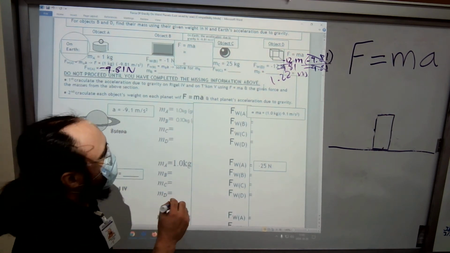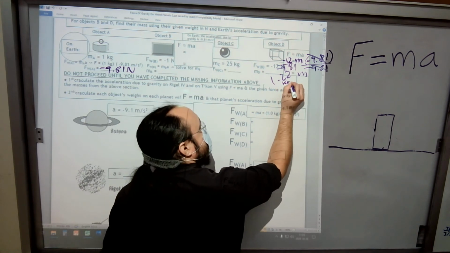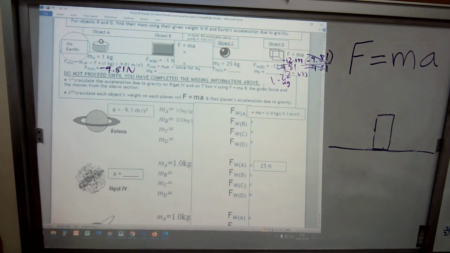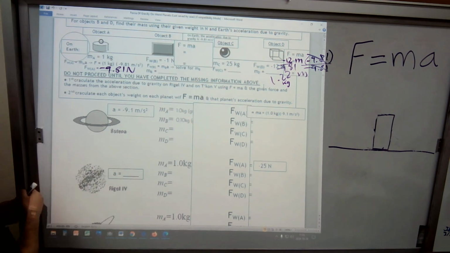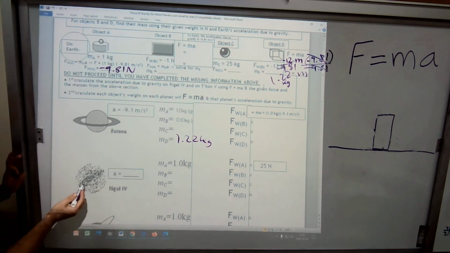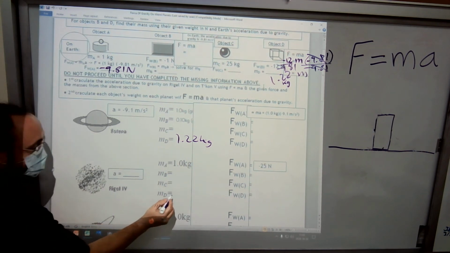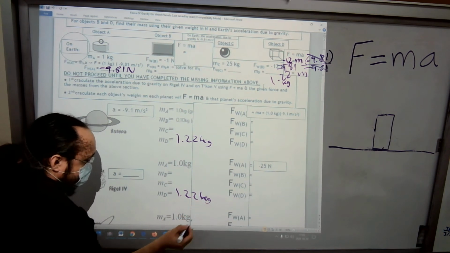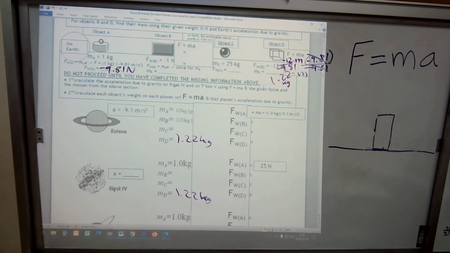That's in kilograms there. So when the mass of object D is 1.22 kilograms, when it goes to Saturn, its mass will still be 1.22 kilograms. And when it goes to this made-up planet, its mass will still be 1.22 kilograms. And same with all these others down here, this made-up planet and that made-up planet, down the page.